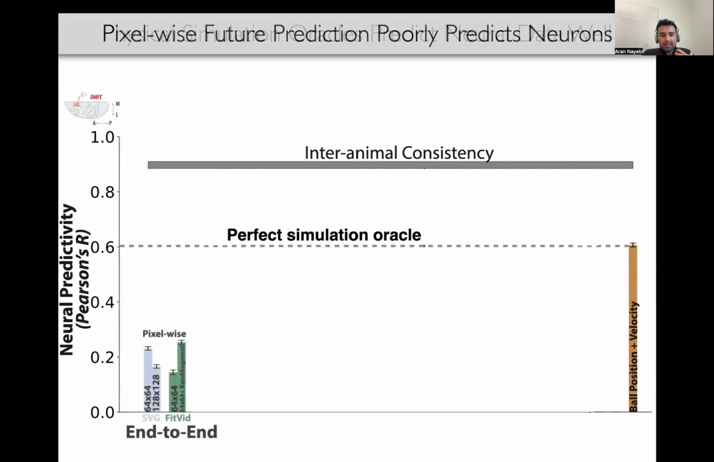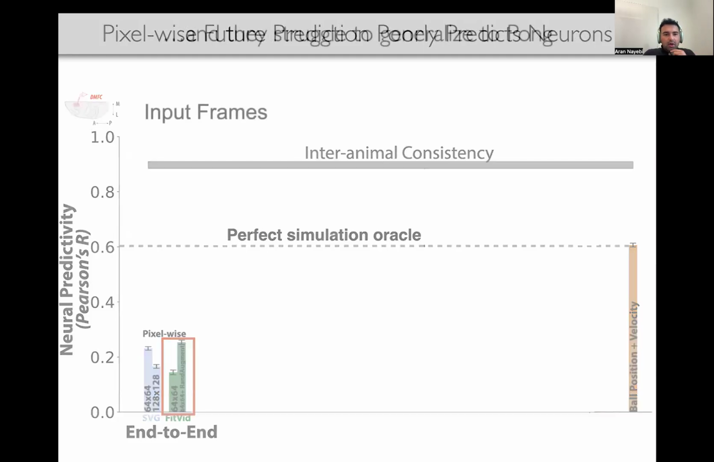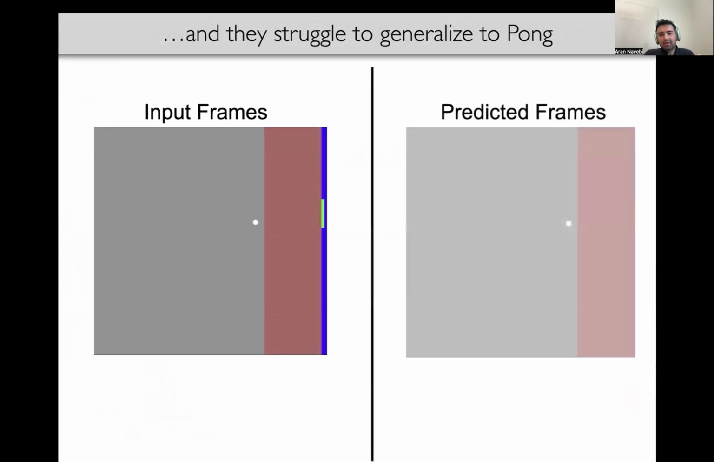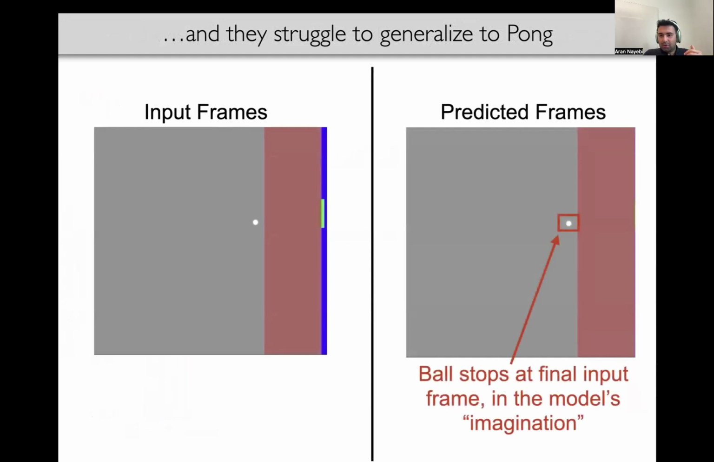The interesting thing was that as we took a variety of these end-to-end pixel-wise future predictors, trained on a variety of image augmentations as well as image and video sizes, we see that all of them poorly predicted DMFC. In particular, if we took the state-of-the-art ones like Fitbit and tried to assess their generalization, one thing we found is that if we gave it the Pong videos and had it simulate what's going to happen next, it turned out that it treated the ball as though it was static. It didn't recognize that this was a moving object.